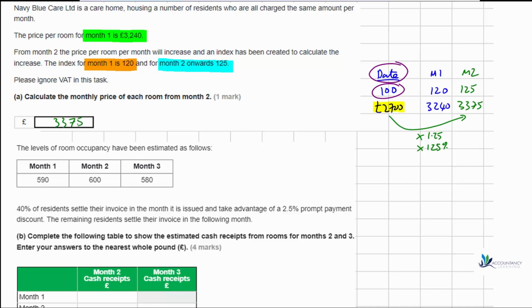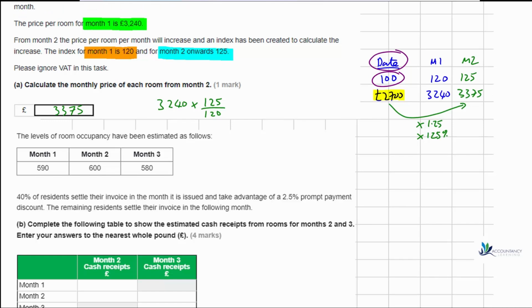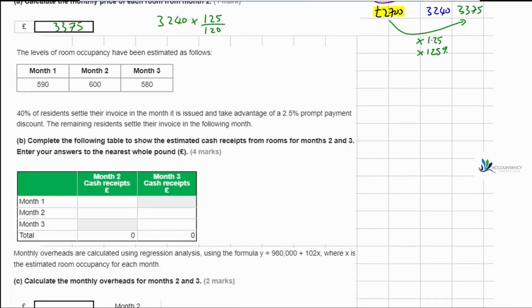Now let's just look at a quicker way we could do this in the exam. We've gone through it quite slowly for your revision, but one way is to take the price at month 1, the 3,240, and if we want to work out the price in month 2, we just multiply by the month 2 index and divide by the month 1 index. That'll be a quicker way of working that figure out. Okay, move on to the next part of the task.